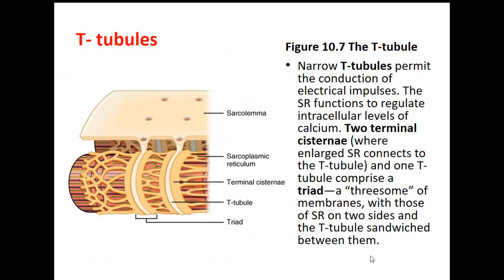There's also a special endoplasmic reticulum in muscle cells. Remember, we learned the endoplasmic reticulum in cells is for making proteins and lipids. But in muscle tissue, there's a special kind of endoplasmic reticulum called the sarcoplasmic reticulum, and it has an extra function of storing calcium ions. And we'll see why that's important in a minute.